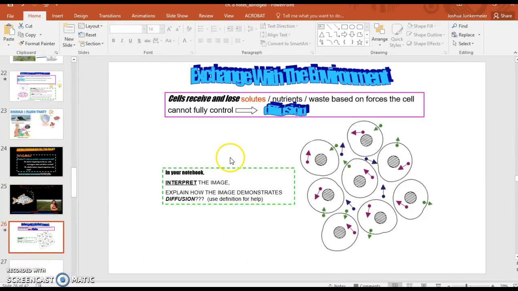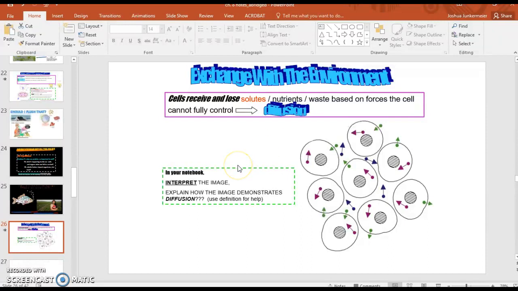Here's slide 26. Slide 26 says that we basically exchange solutes and chemicals with the environment. Cells receive and lose solutes, nutrients or waste based on forces the cells can't fully control, and that's diffusion. So if the cell has tons of oxygen inside, it may lose some of it, even if it could use it, just because the high concentration of oxygen in the cell will naturally diffuse out of the cell to where it's lower. This often works to a cell's advantage and is what keeps us alive. Diffusion works for living organisms, but it can also work against us, just as in the example with the DDT.